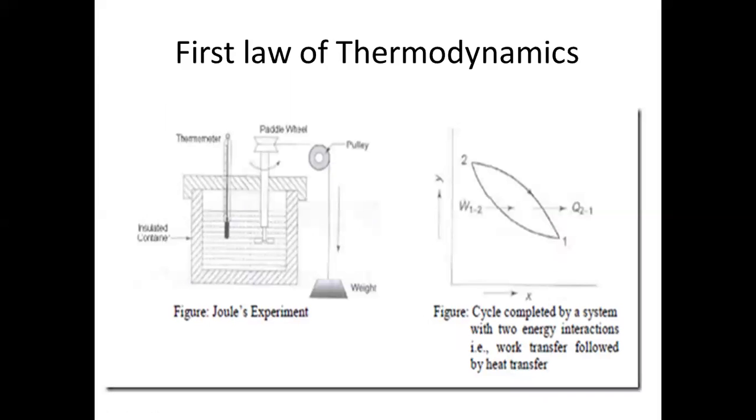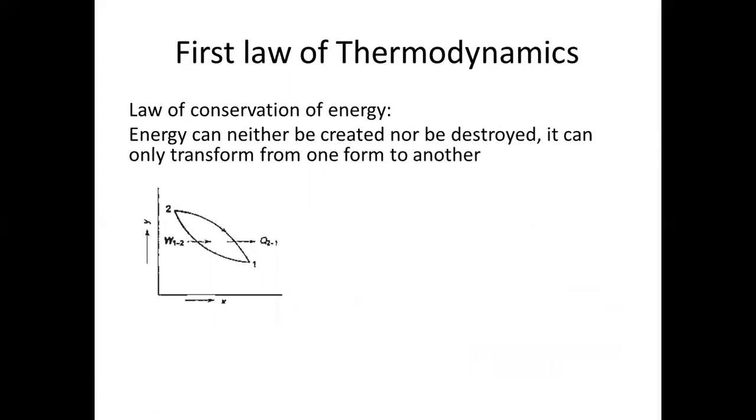Then he has drawn this graph from 1 to 2, from changing from 1 to 2, the work given is W1 to 2. And while coming back 2 to 1, the heat transfer is Q2. So the cycle completed by a system with two energy interactions, that is work transfer followed by heat transfer. From that, he has given the first law of thermodynamics from the law of conservation of energy.